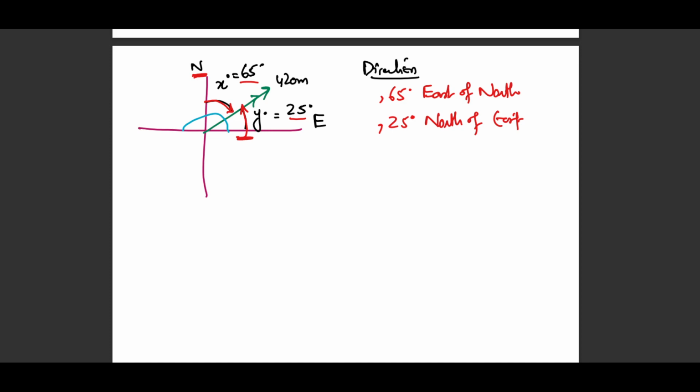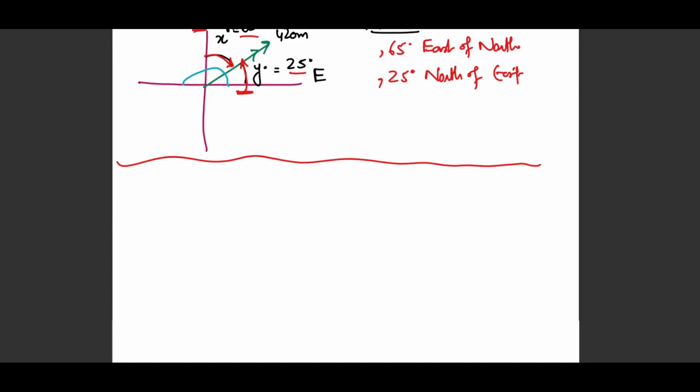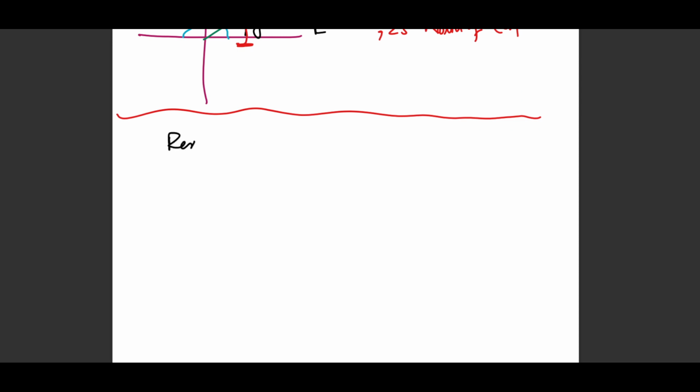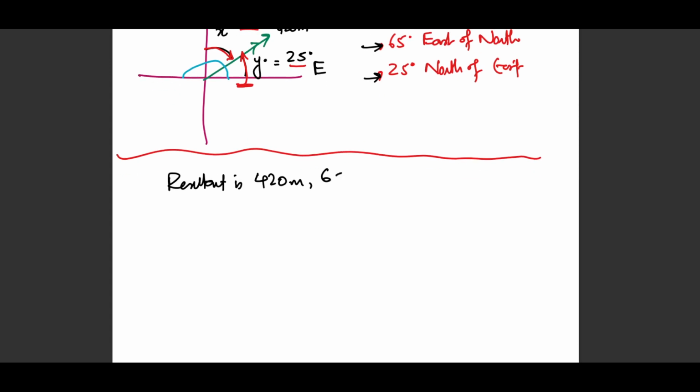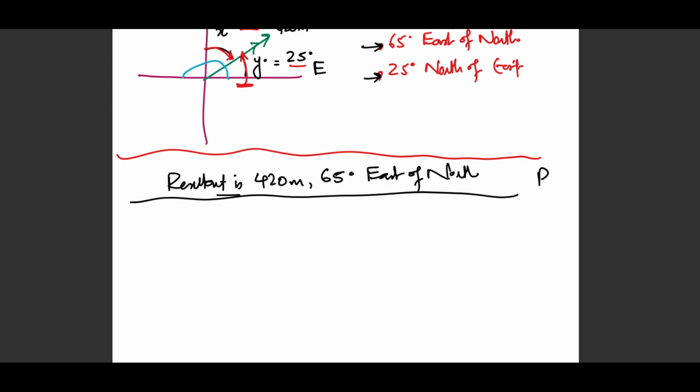That is the direction. So the final answer of this student would be that the resultant is 420 meters, and for the sake of discussion, I'm choosing the 65. There is no compulsion. You could have written this down with 25 as well. 65 degrees east of north. This will be your final answer for your P2 question. And even if so, it comes in P1.